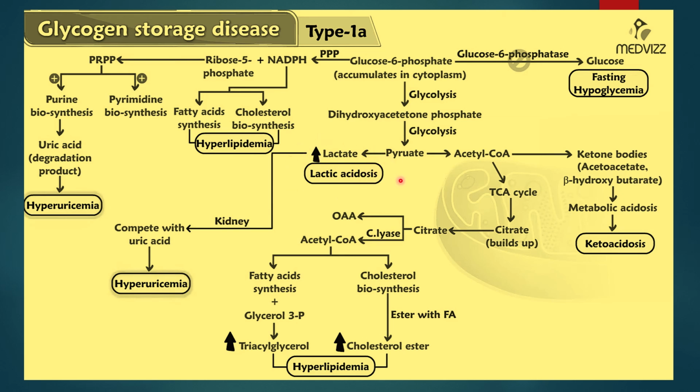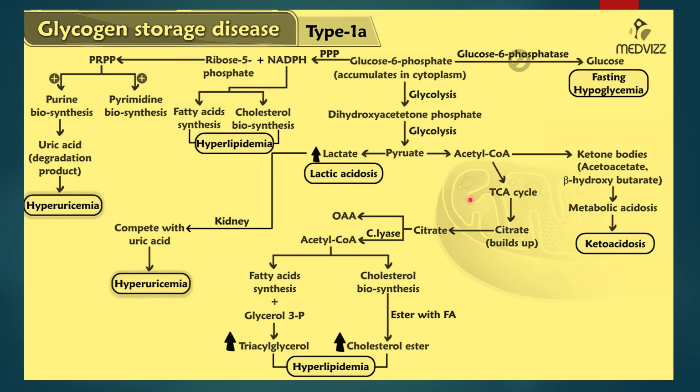Lactate accumulation will lead to lactic acidosis, and under the harsh acidic condition there will be precipitation of uric acid and accumulation. So that will lead to gout-like symptoms, because lactate competes with uric acid, especially in the kidney, leading to the precipitation of uric acid and leading to hyperuricemia.